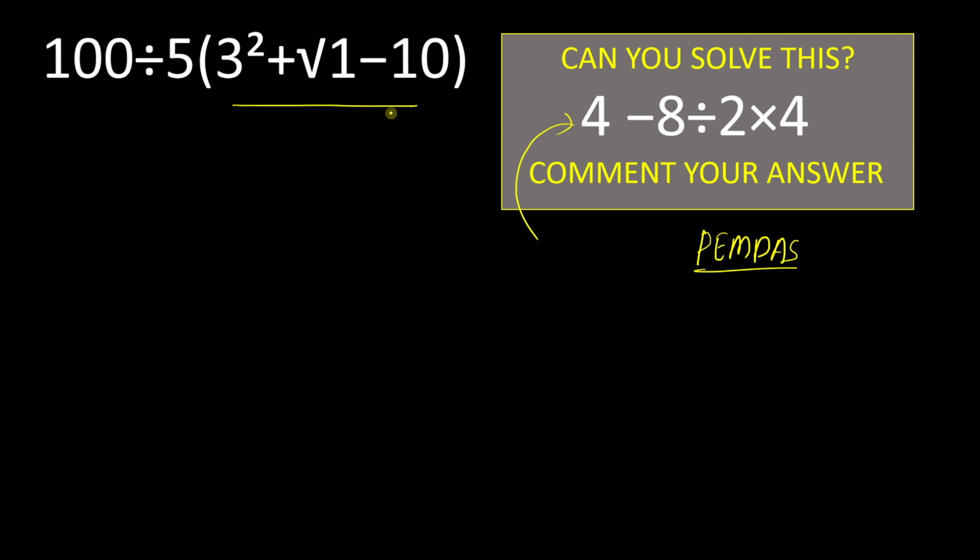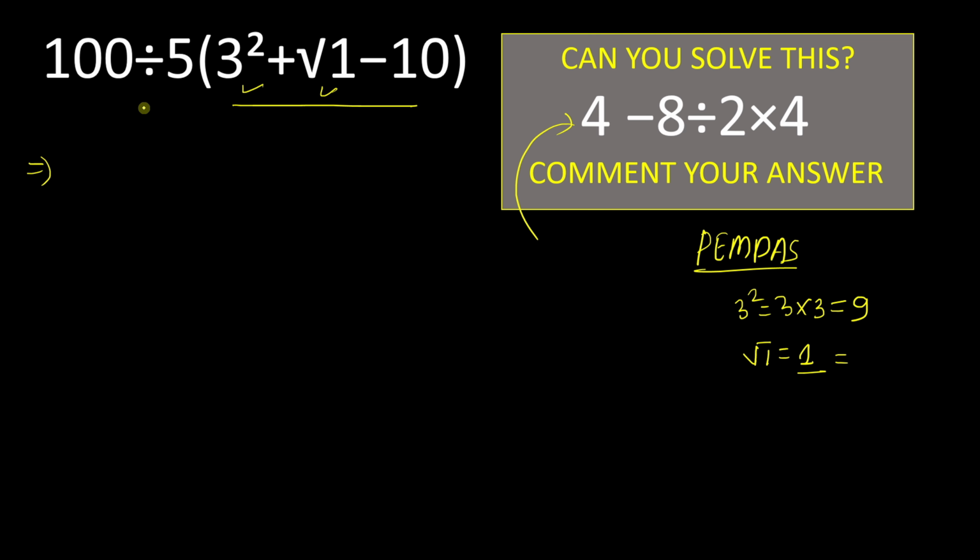First we will go for this parenthesis part, which also has two exponent parts. First one is 3 square, which equals 3 times 3, which will give result 9 here. And here root over 1 will give result 1. Actually, there are two answers for that.